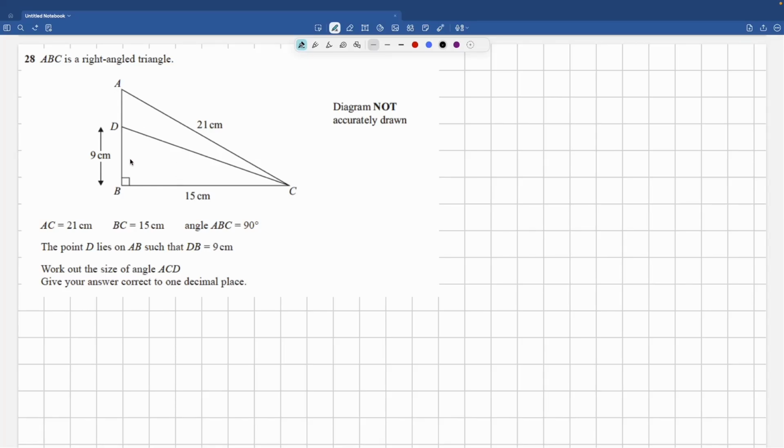Okay, so we have this triangle, and we need to work out the size of angle ACD, which is from A to C to D, so this angle here, okay? Now the problem is that ADC in itself is not a right angle triangle. We can't apply trigonometry directly to this triangle. But what we can do is find a right angle triangle ABC, which we can sketch separately in blue.